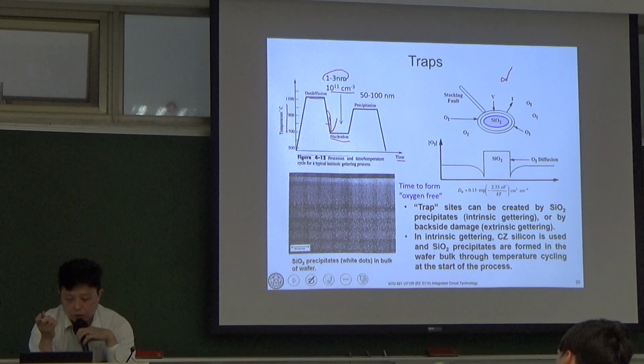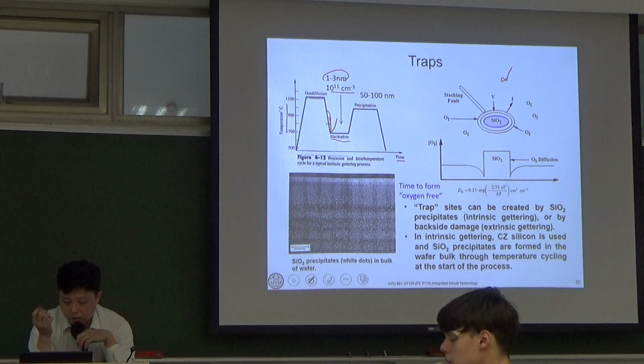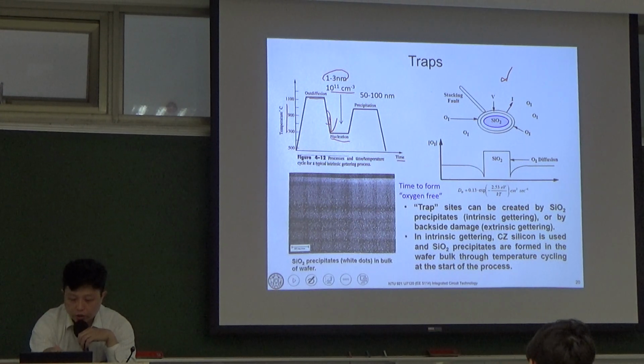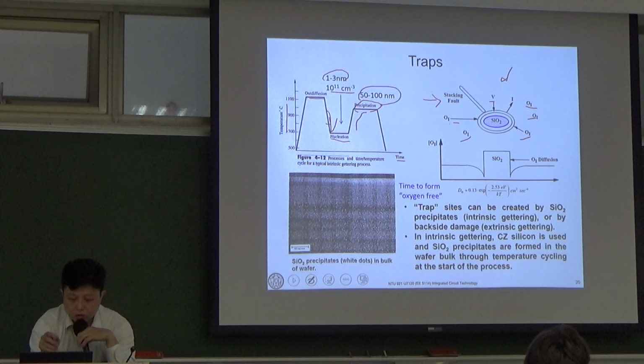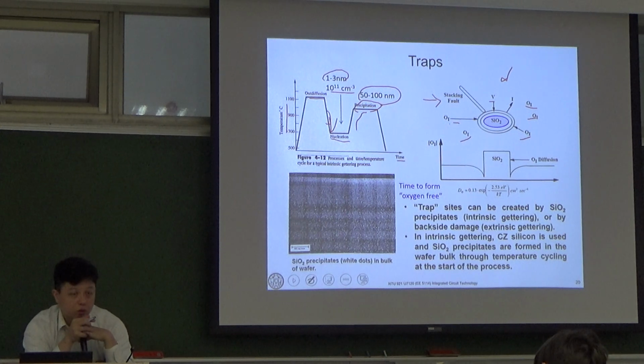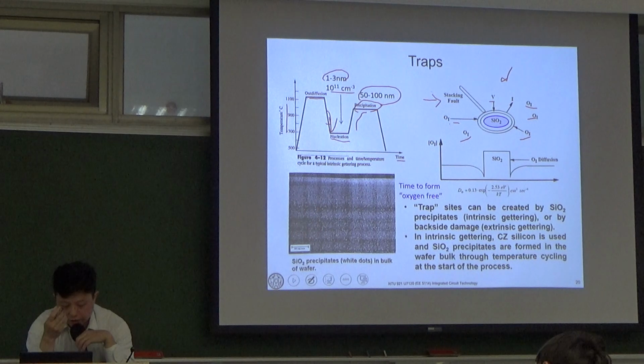So once they form that very small silicon dioxide, then we can increase the temperature again. Then they begin to grow. That's following this process. More oxygens come in, and some vacancies come in, and begin to precipitate, and it grows to 50 to 100 nanometer size, this silicon dioxide.